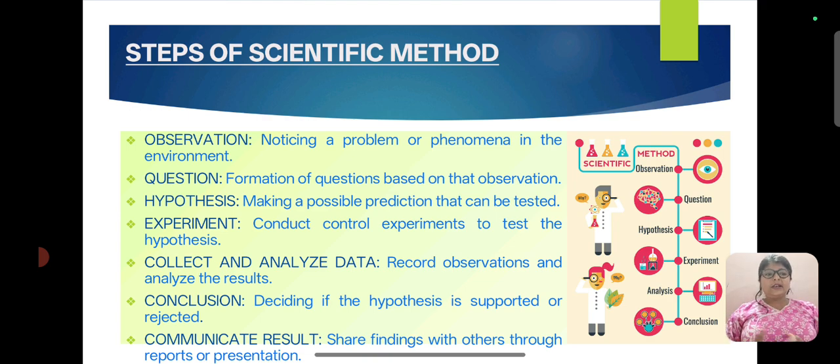Moving on to the next slide, let's look at the steps of the scientific method. The first step is observation, where we notice a problem or phenomenon. Second is asking a question about what we have observed. Third is forming a hypothesis, which is a possible explanation. Fourth is experimentation to test that hypothesis.